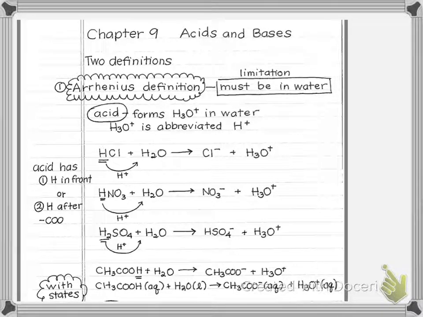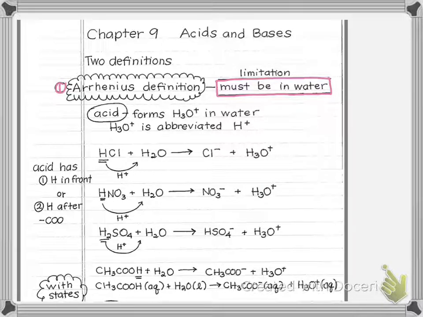In this chapter, we're going to learn some of the characteristics of acids and bases and take a look at a couple reactions that they undergo. We'll begin by investigating two definitions of an acid. The first definition, the Arrhenius definition, has a limitation. And that limitation is that this definition must be used and must occur in water.